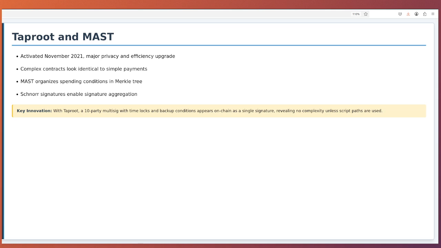MAST is crucial here. Instead of putting multiple alternative spending conditions in a single script where all conditions are visible, MAST organizes them in a Merkle tree. Each leaf is a different spending condition.